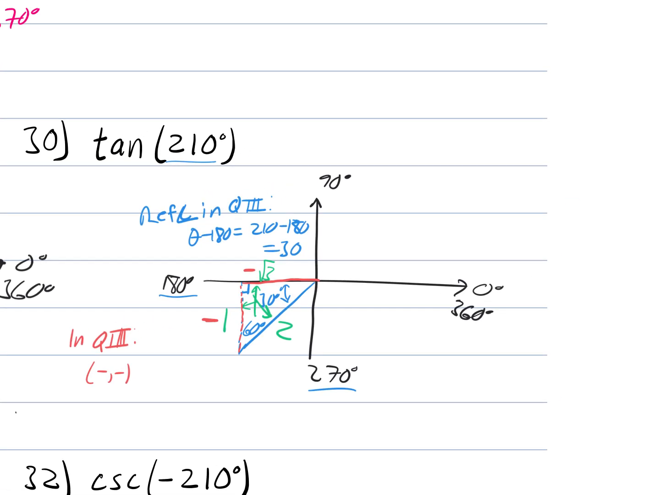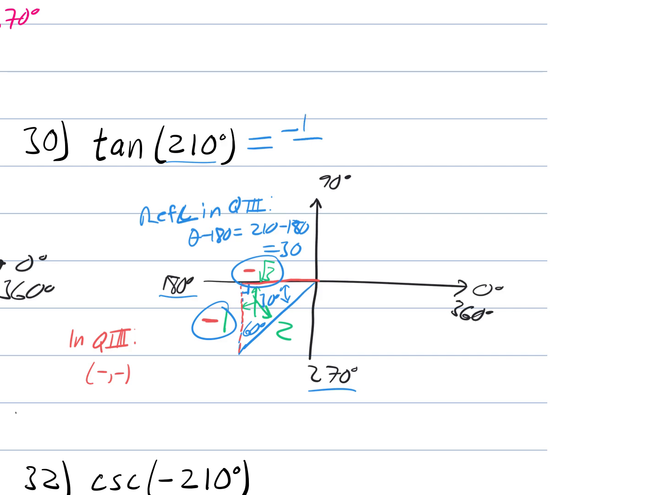Now tangent, I know that that's opposite over adjacent, my opposite is -1. My adjacent is negative square root of 3. So tangent of 210 is going to be -1 over negative square root of 3. Right? Negative over negative is a positive, and I want to rationalize. All right, so it's going to get me square root of 3 over 3 positive for tangent.